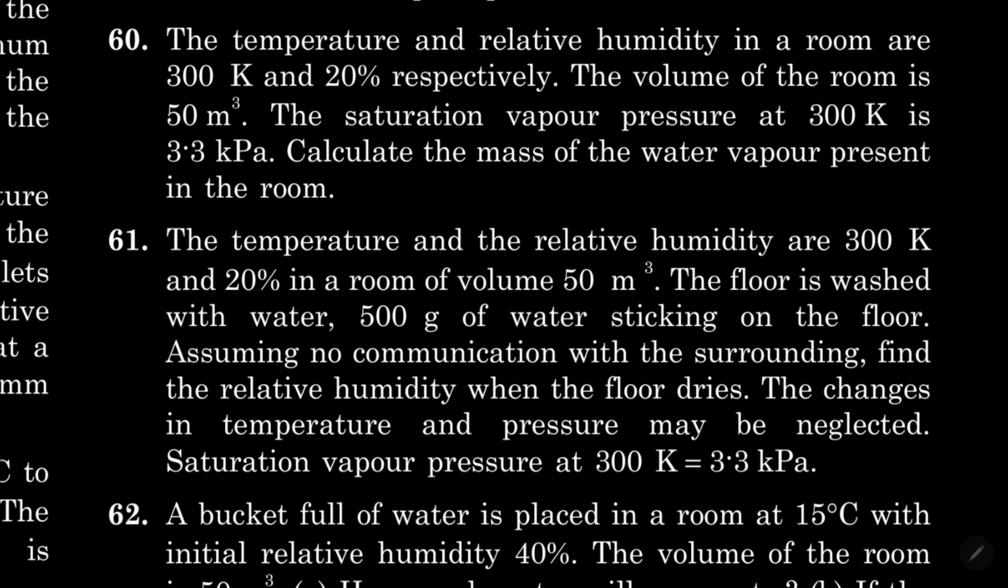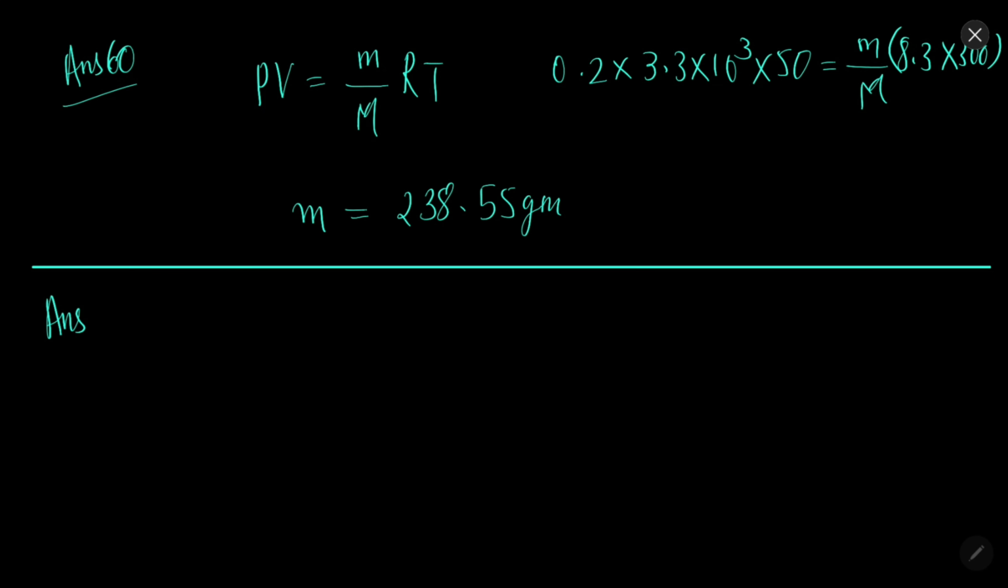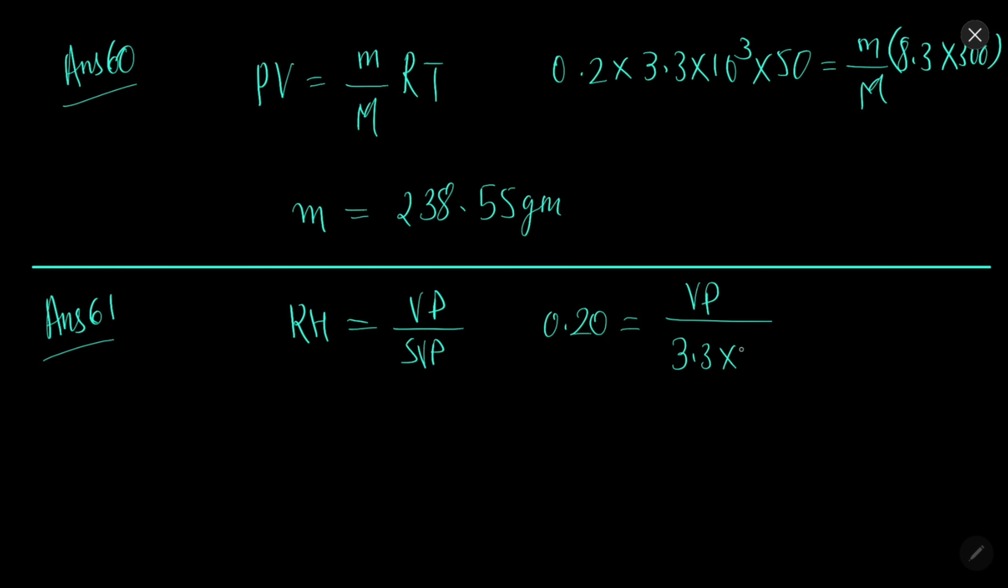In question 61, find the relative humidity when the floor dries. Solution 61. So RH equals Vp over SVP, 0.20 equals Vp over 3.3 into 10 to the power 3. So water vapor pressure equals 660.